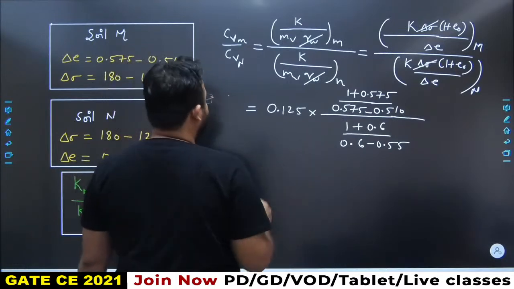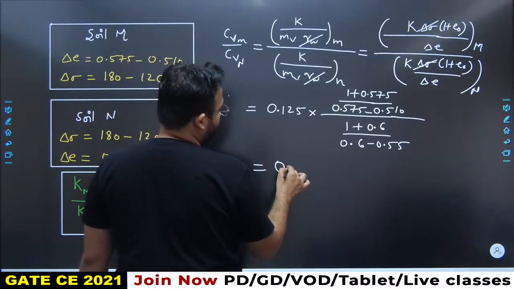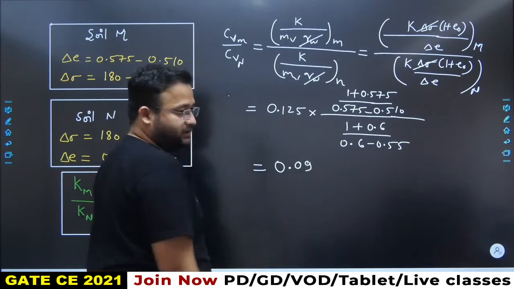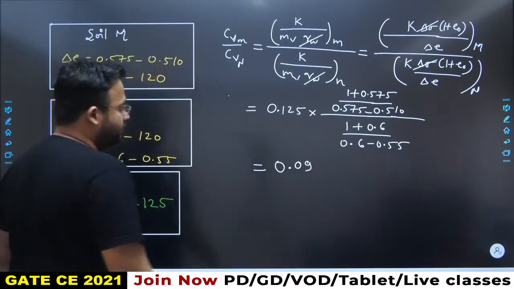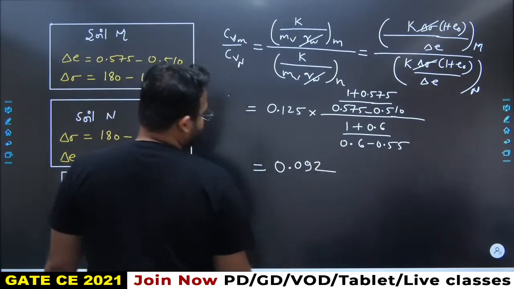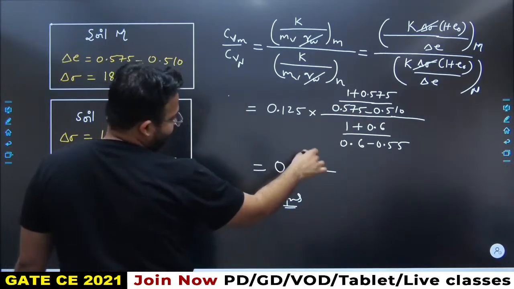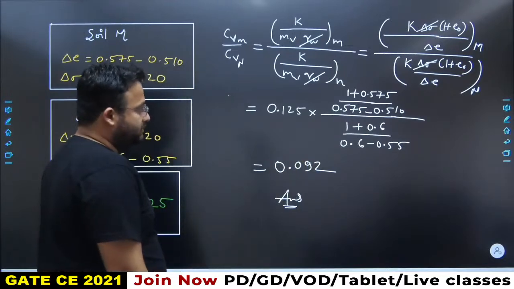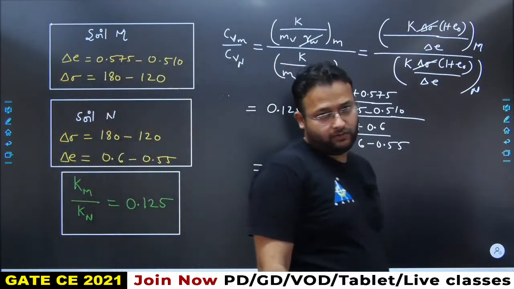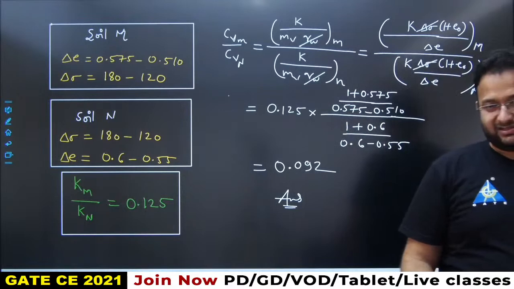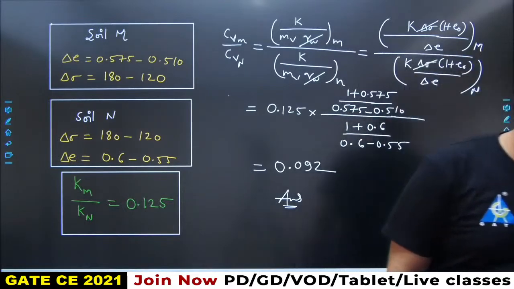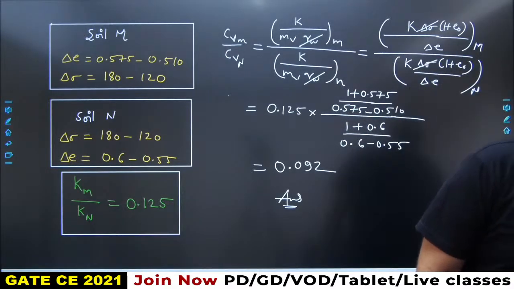This is the complete picture. If you solve, the ratio will be 0.09 something. This kind of value, 0.092, you can get, and this is your answer. You solve this value. I think this is what is coming. So this is one question we have from consolidation for 2 marks. Very easy question. It's a very easy question.